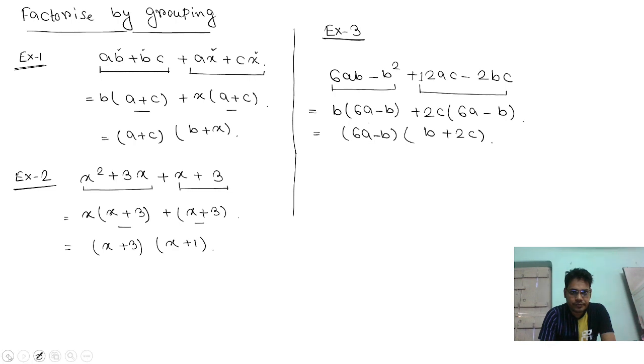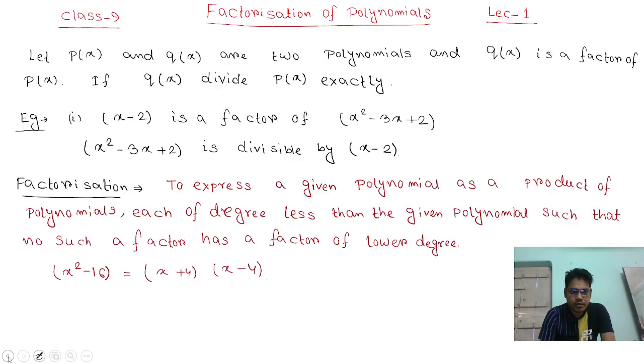So today we learned how we can factorize the basic. What is the factorization? To express a given polynomial as a product of polynomials where each degree is less than the given polynomial. It will not be higher degrees of the factors.